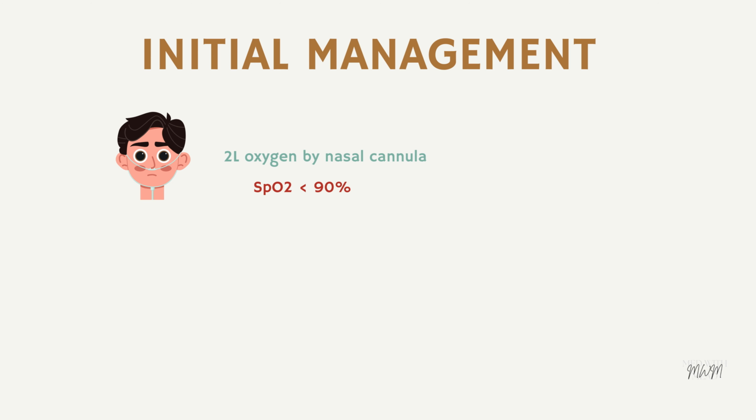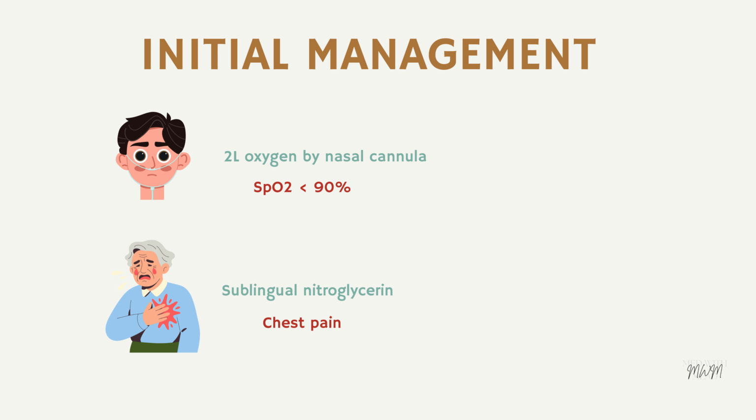Initial steps of management include giving oxygen at 2 liters by nasal cannula when the SpO2 is less than 90%. Chest pain is treated with sublingual nitroglycerin, and if the pain is not relieved and the patient is not hypotensive, morphine can be used, usually 2.5 to 5 milligram IV and repeated when needed.